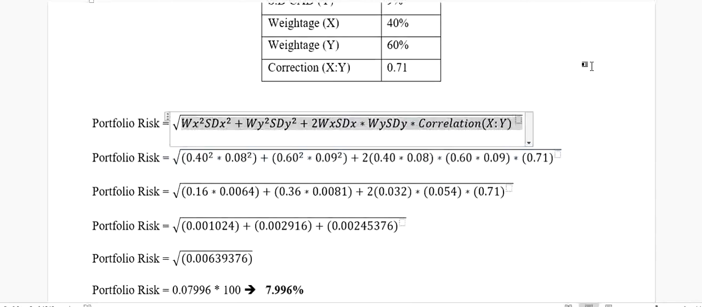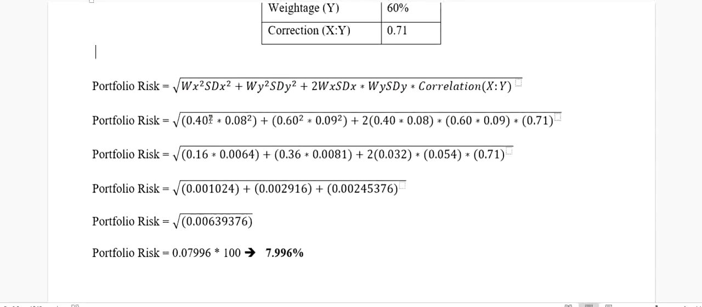So that's the only thing you need to know: putting the values, and you need to remember the formula. To remember the formula, an easy technique would be (a+b) square is equal to a square plus b square plus 2ab. So look at this: a square plus b square plus 2. This is a and this is b. The extra thing is multiply by correlation.